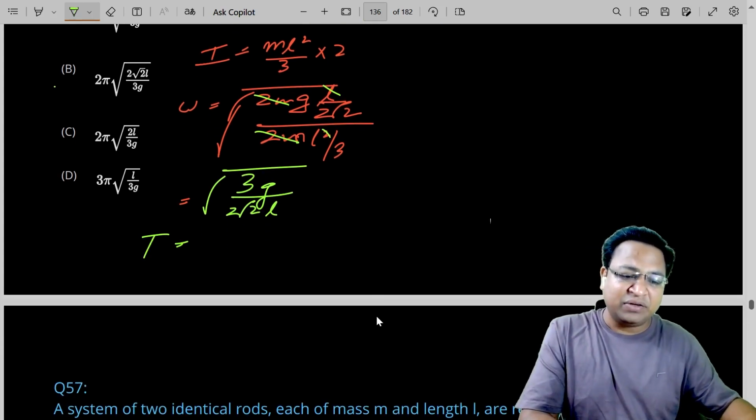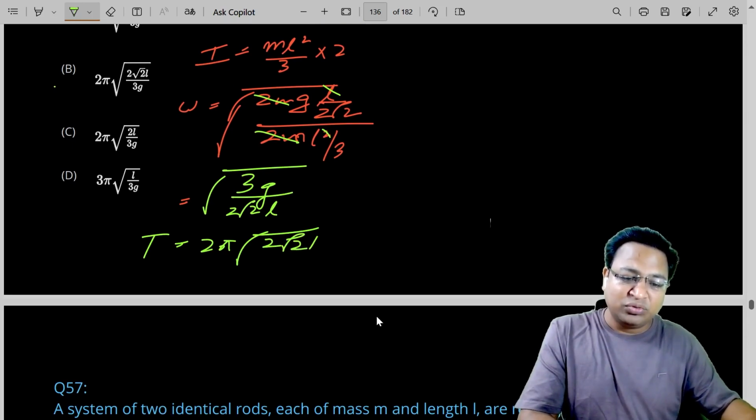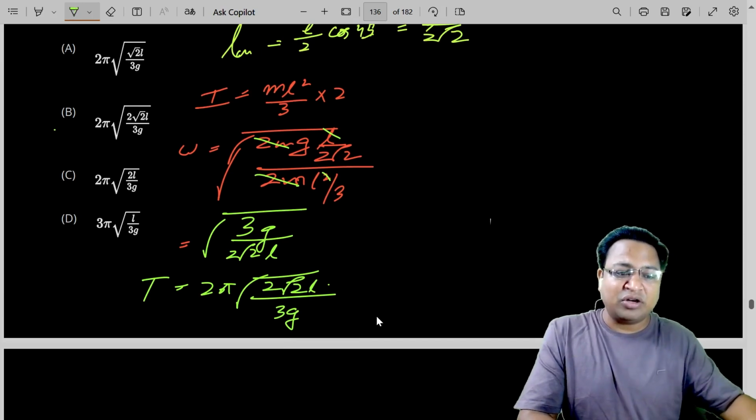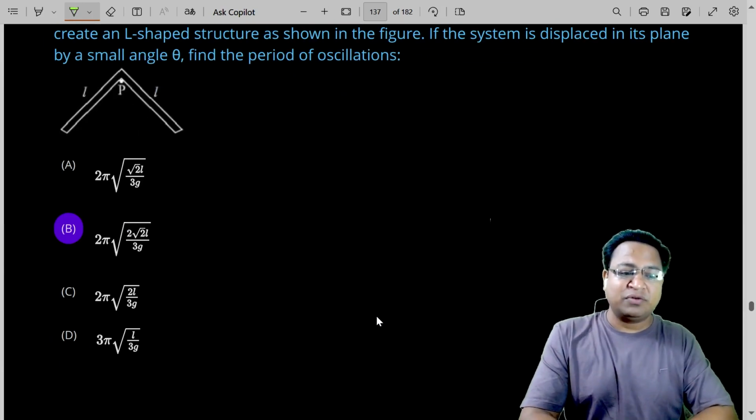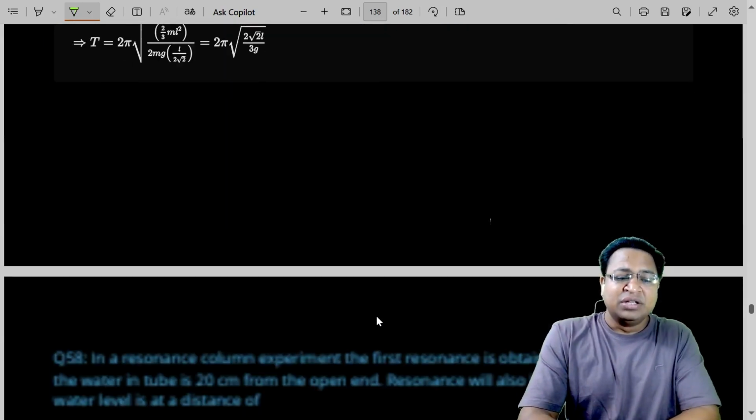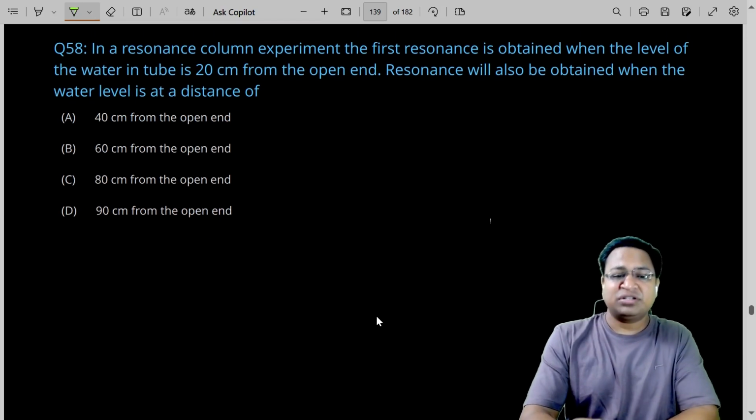And therefore, the time period would be 2 pi by omega. That means 2 pi under root of 2 root 2 L by 3g. So let's look for an option like this. I think option B matches. So option B would be the right one here. Okay, so that was question number 7 of physics. Now we go to question number 8.